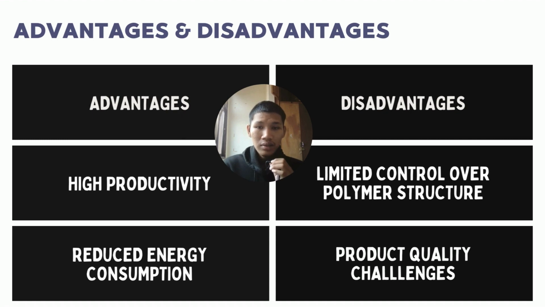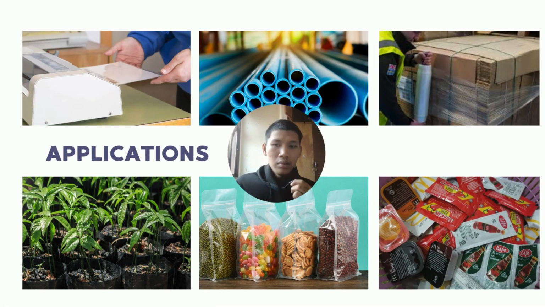So for the advantages and disadvantages. For advantage, high productivity, and for disadvantage, limited control over polymer structure. The second advantage is reduced energy consumption, and for the disadvantage, product quality challenges. There are a variety of application examples such as food packaging, PVC pipe, laminating paper, and biodegradable plastic bags.